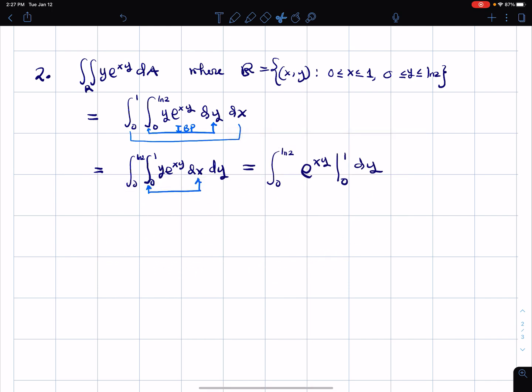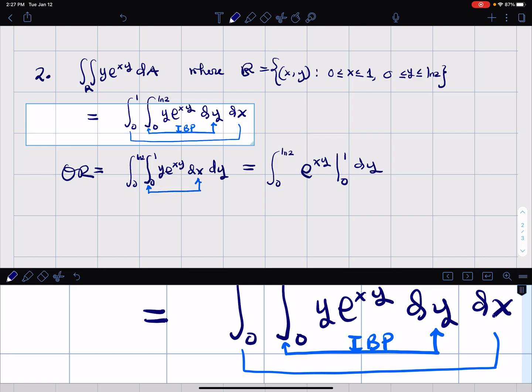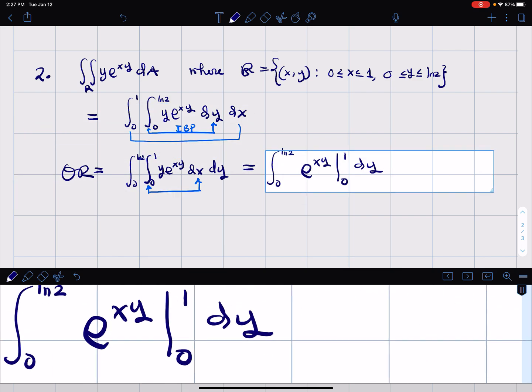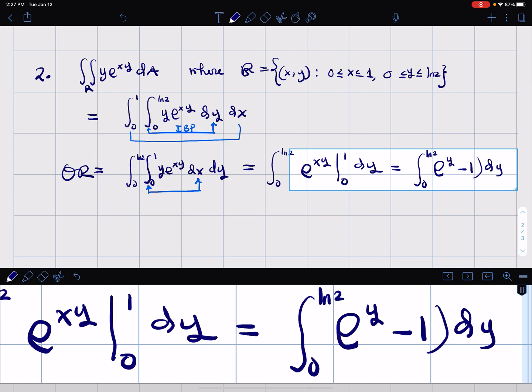Go like this. So I'm going to put "or" here because we could either go this route or this route. So this is going to give you, if you plug in 0, plug in 1, you get, plug in 0, you get e to the y minus 1, integral from 0 to natural log of 2 dy.